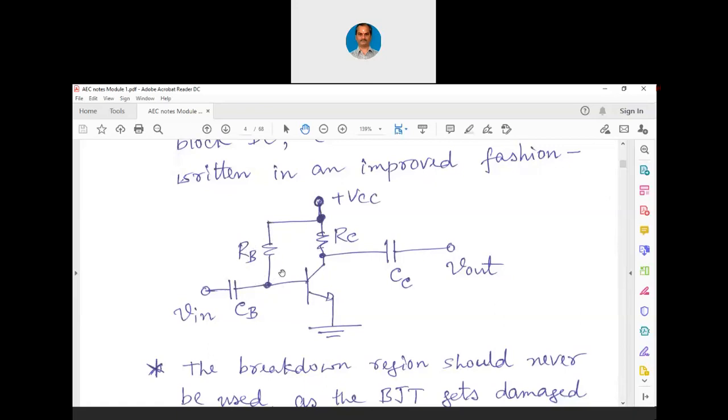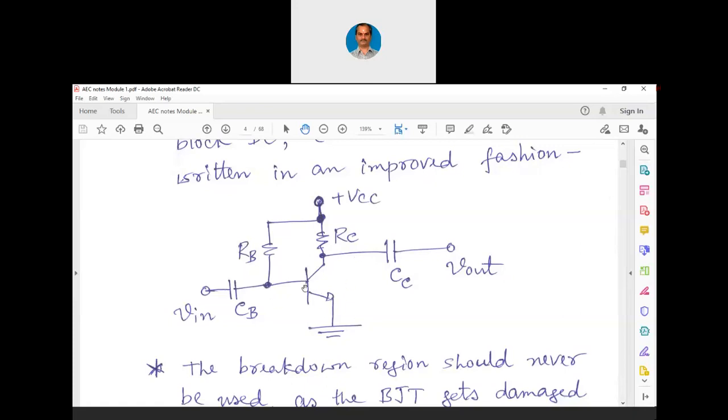They make symbols in such a way that the character of the device is indicated there. Otherwise, physically, these devices are not like that. They are only symbolic. So, we need not write the battery symbol again and again. These are all symbolic. So, this way, the AC signal comes here.